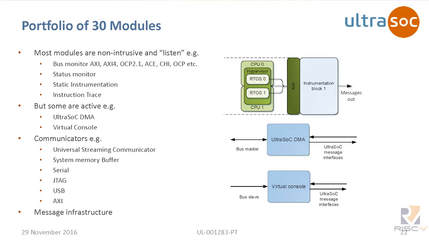We have a bunch of blocks. I've concentrated on 3 or 4. There are about 30 modules ranging from all the different bus specs we know about. We have static instrumentation. We have different kinds of instruction trace modules, which we use to send the trace across our message passing infrastructure and ultimately off chip. We have ways of streaming information to on-chip memory for pulling out later. And then we have different scenarios of message infrastructure.